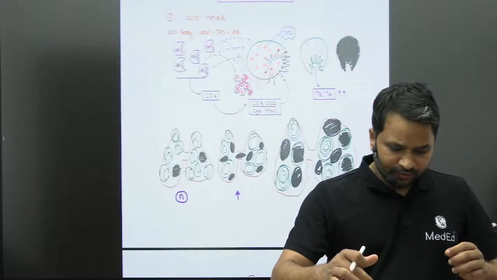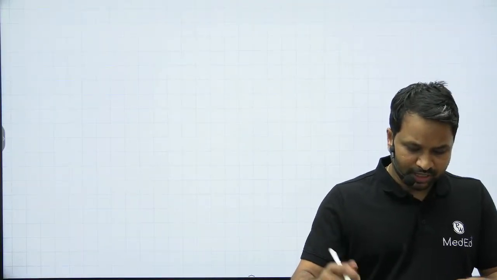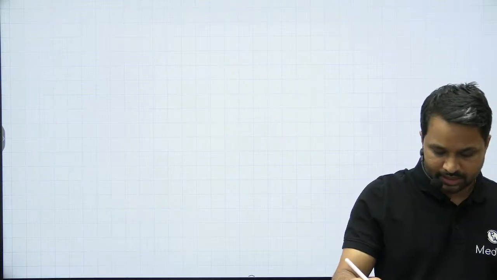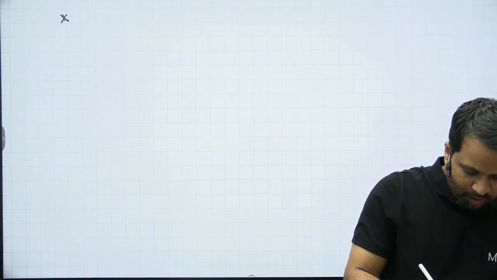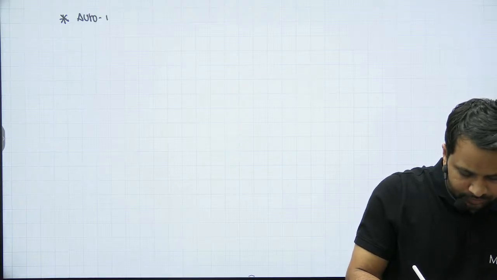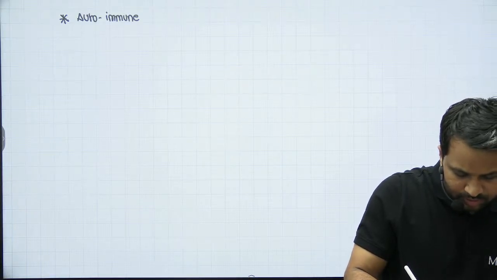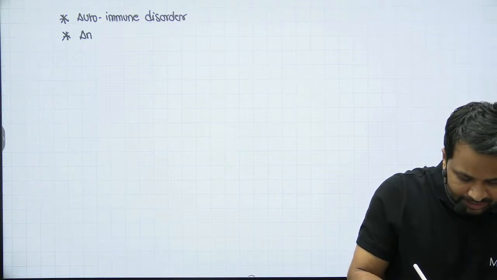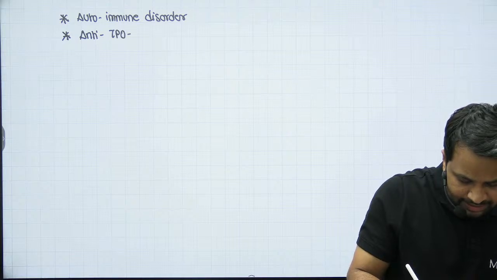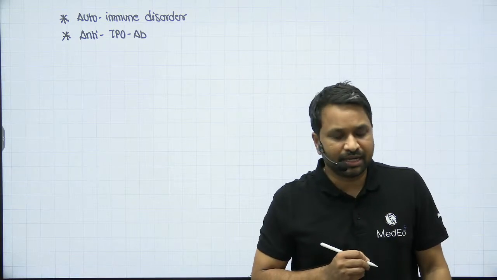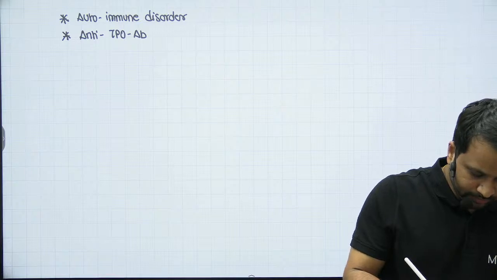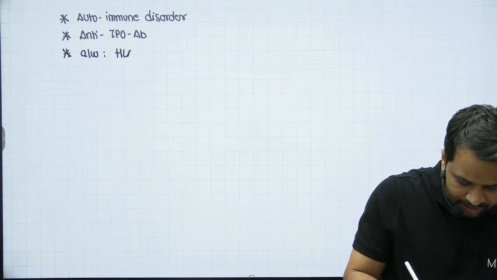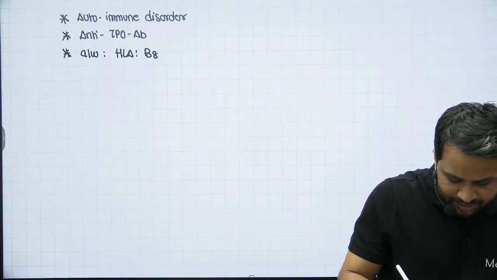Now, if you talk about the salient features of Hashimoto's thyroiditis. Number one, it is an autoimmune disorder, as we have already spoken. It will be associated with anti-thyroperoxidase antibody. It is also associated with HLA, and the HLAs it is associated with are HLA-B8 and HLA-DR3.